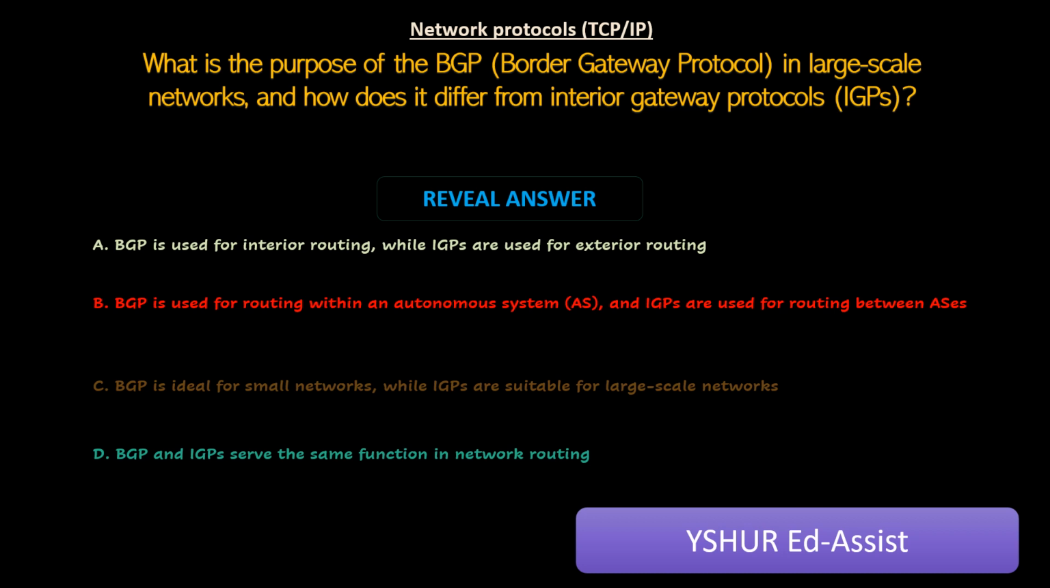A. BGP is used for interior routing, while IGPs are used for exterior routing. B. BGP is used for routing within an autonomous system, AS, and IGPs are used for routing between us. C. BGP is ideal for small networks, while IGPs are suitable for large-scale networks. D. BGP and IGPs serve the same function in network routing.